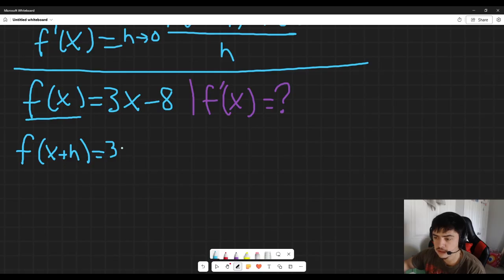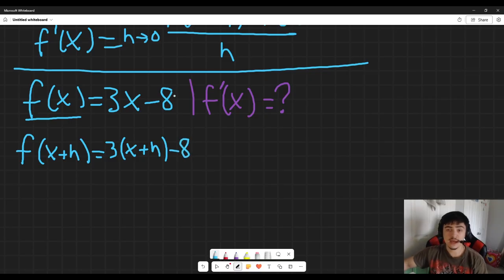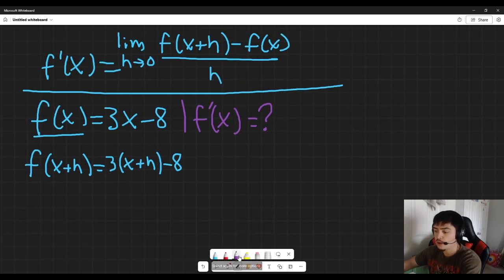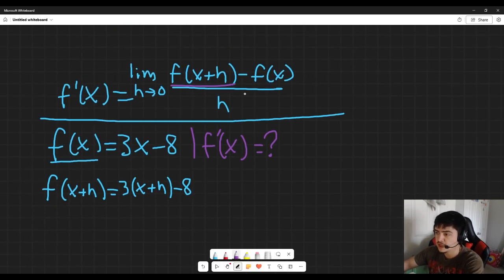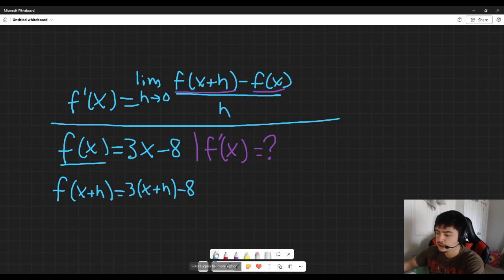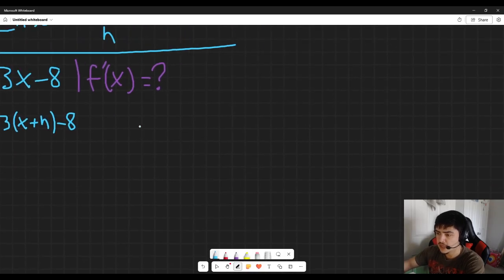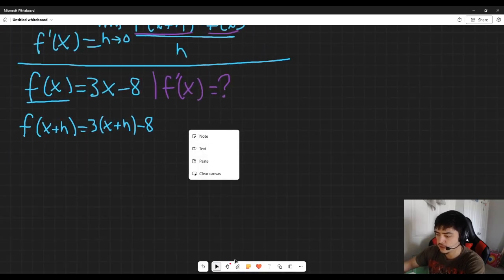So we have the 3 still, but then I'm going to do a parenthesis, x plus h, like that. And so instead of x, we plug in x plus h. And we're going to go ahead and attach the 8 at the end because there's no x's on the 8, so we can't do anything. It doesn't change. So now we have everything we need for our formula. We have our f of x plus h and our f of x. So let's go down here now and start solving it.